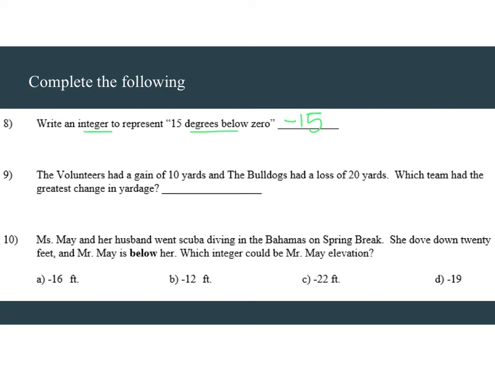The next one says the Volunteers had a gain of 10 yards and the Bulldogs had a loss of 20 yards. Which team had the greatest change in yardage? So if we're talking about change in yardage, overall change, we're going to think about the absolute value of those numbers. So 10, right, the absolute value of 10 is 10. A loss of 20 would be negative 20, but we're going to look at the absolute value, which would be just 20. If we're comparing those two numbers, then you can see very clearly that the Bulldogs had a greater change of yardage.